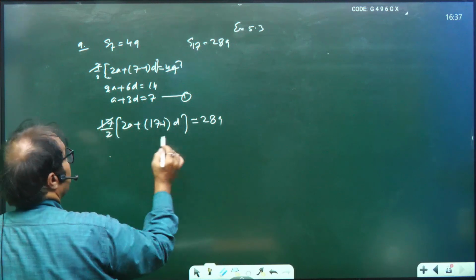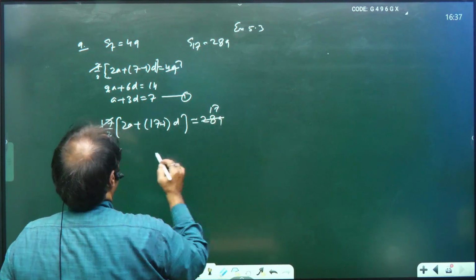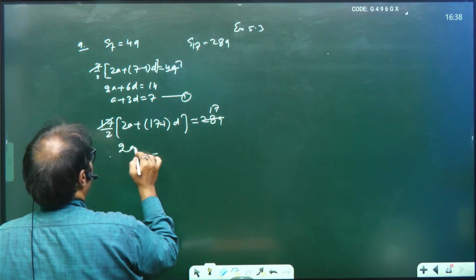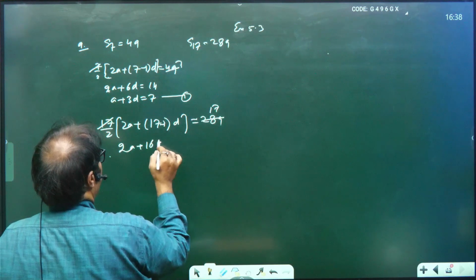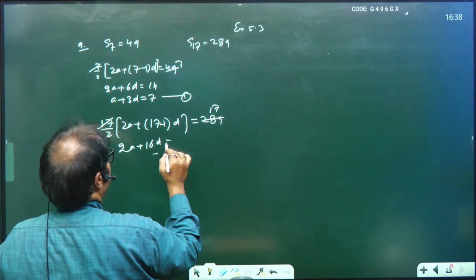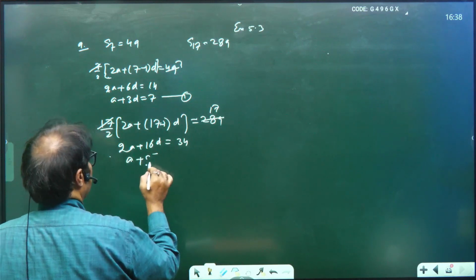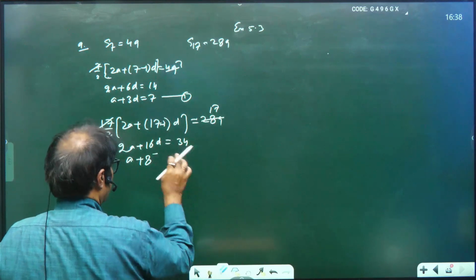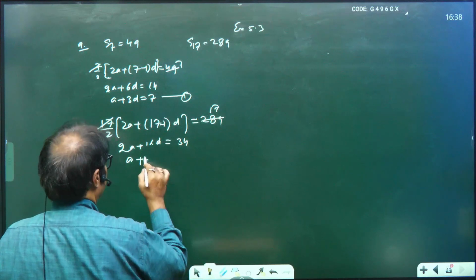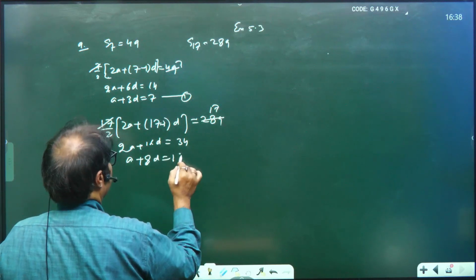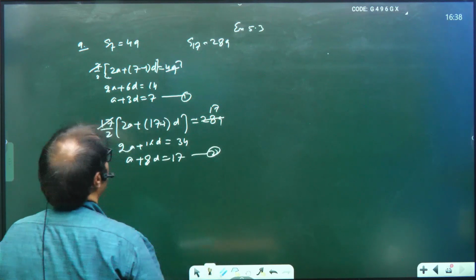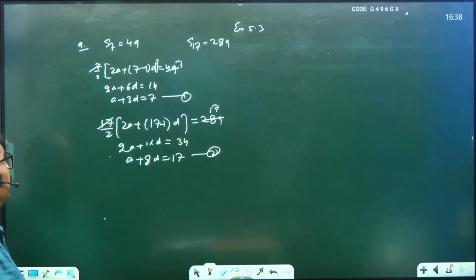So this will cancel out. 17 times 17 is 289. So it will be 2a plus 16d is equal to 34, by cross multiplication. So a plus 8d is equal to 17. This is the second equation. And now apply the elimination method.